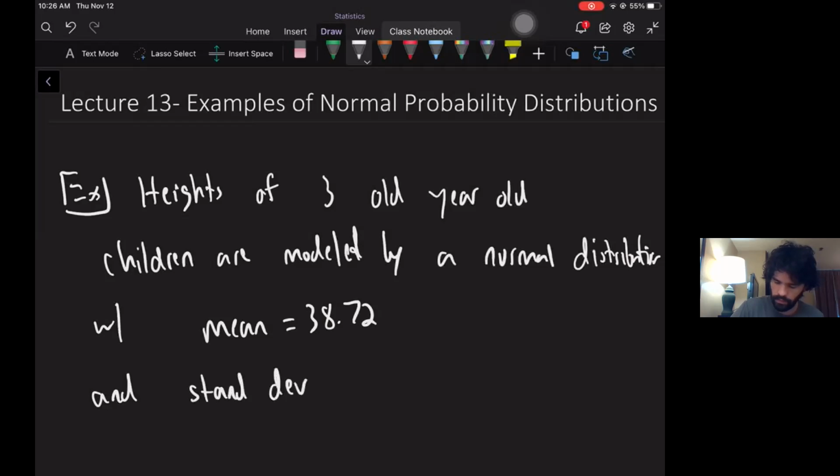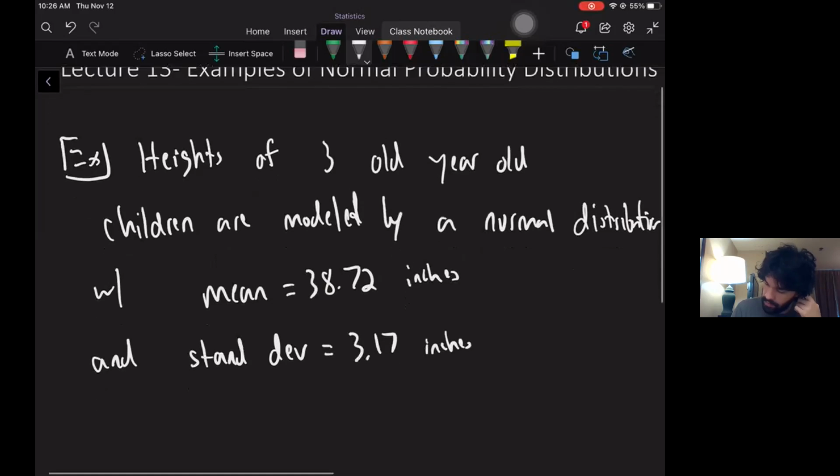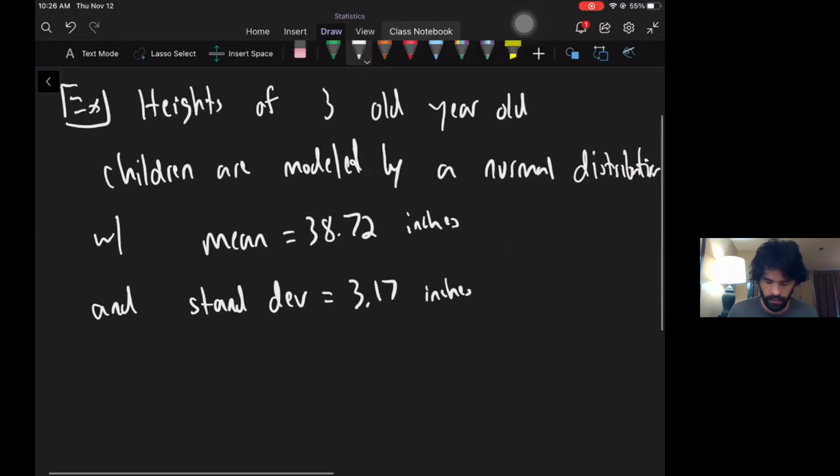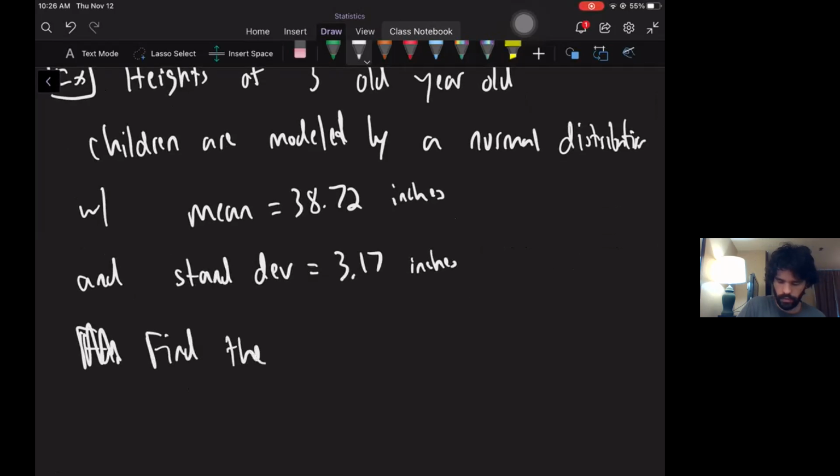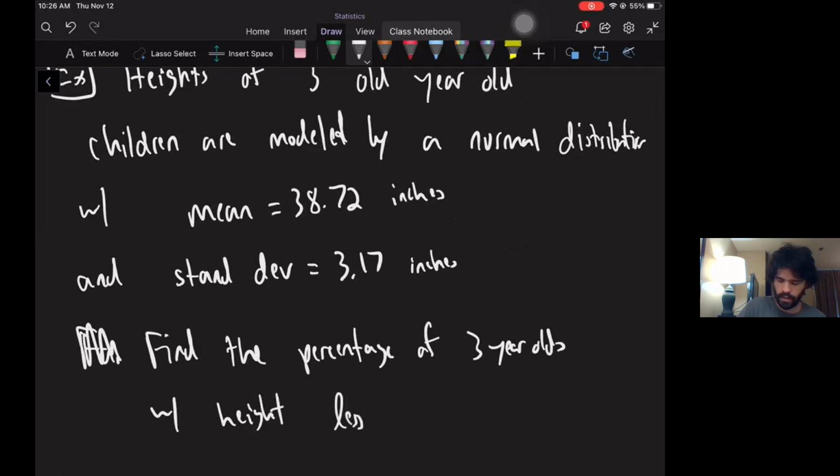So this is in inches. So 3-year-olds are average this long, I guess, and this is their standard deviation of those heights. Okay. So we're going to try to answer the question: find the percentage of 3-year-olds with height less than 35 inches.